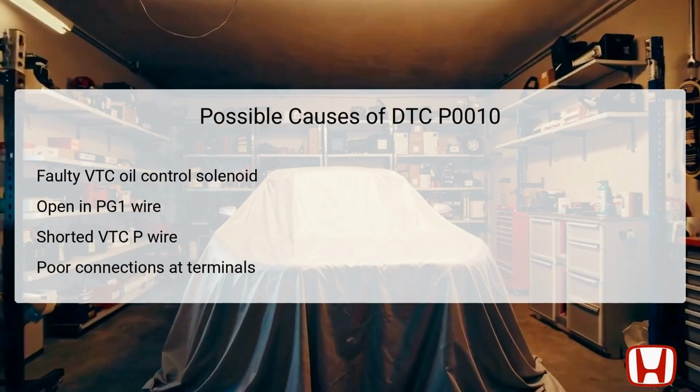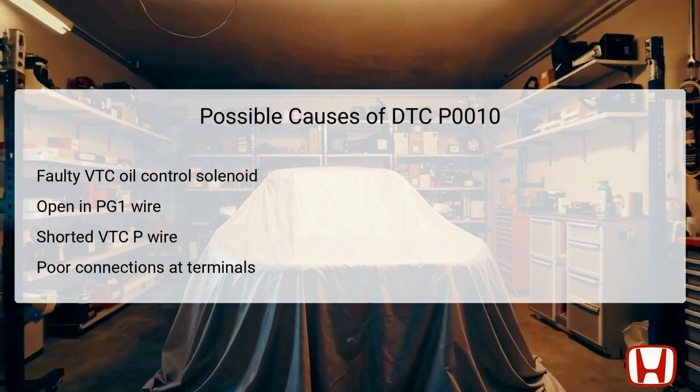Several factors could lead to the DTC P0010 in your Honda CRV. Firstly, a faulty VTC oil control solenoid itself may hinder its ability to regulate oil flow properly, resulting in malfunction. Additionally, an open circuit in the PG1 wire, which connects the solenoid valve to the engine control module, may disrupt the signal pathways necessary for correct operation.